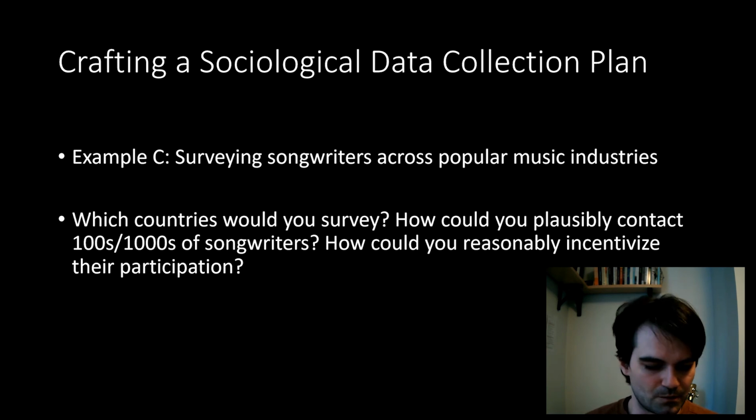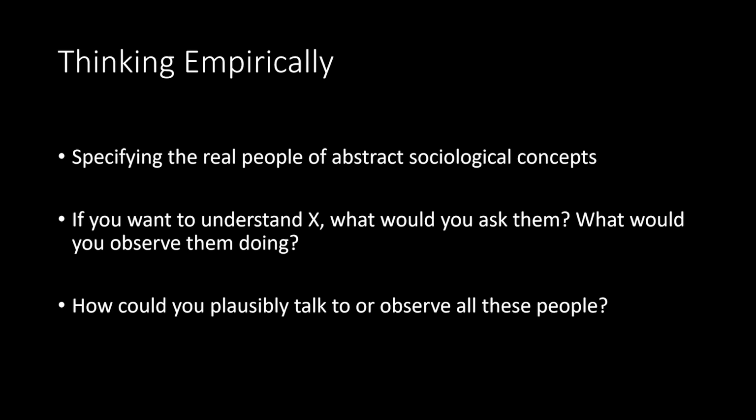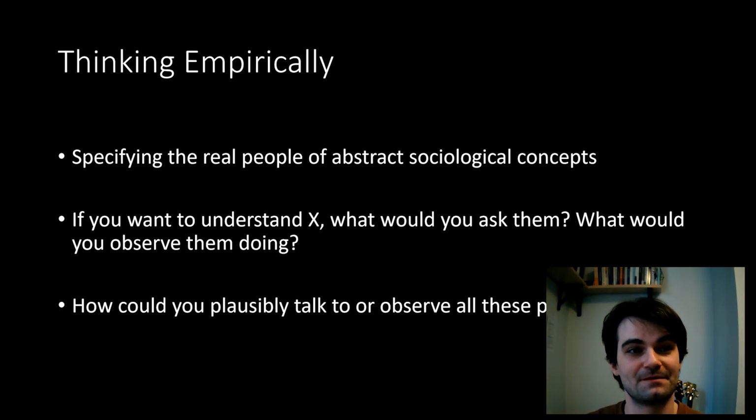Okay, great. So we're just going to take a minute now to sum up, and then we'll move on to the exercise. All right, so summing up, thinking empirically means specifying the real people behind abstract sociological concepts. And thinking about that, if you want to understand something, what would you ask these real people? Or what would you observe them doing? How many of them would you need to talk to or observe, to feel confident in your answer? And how could you plausibly talk to and observe all these people?